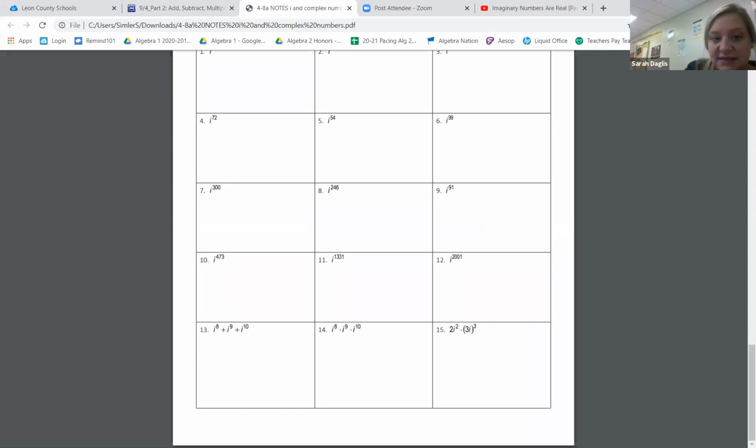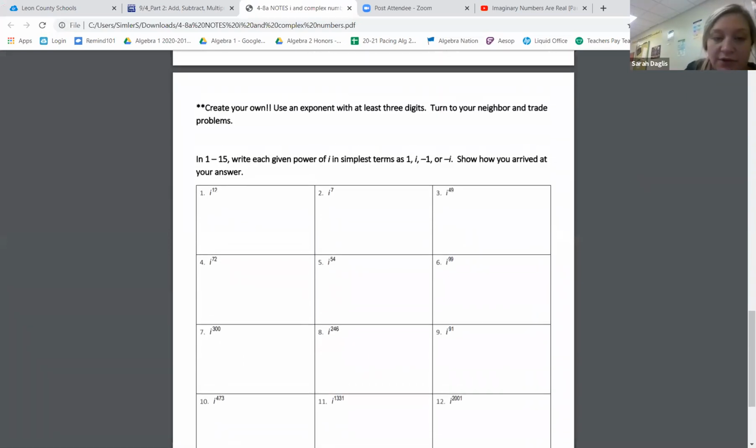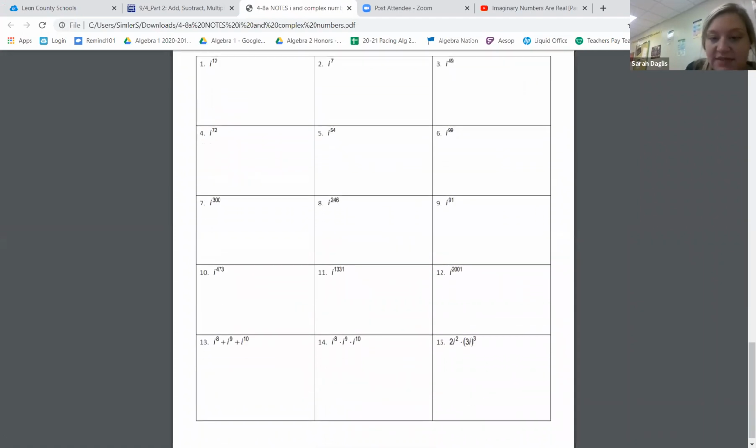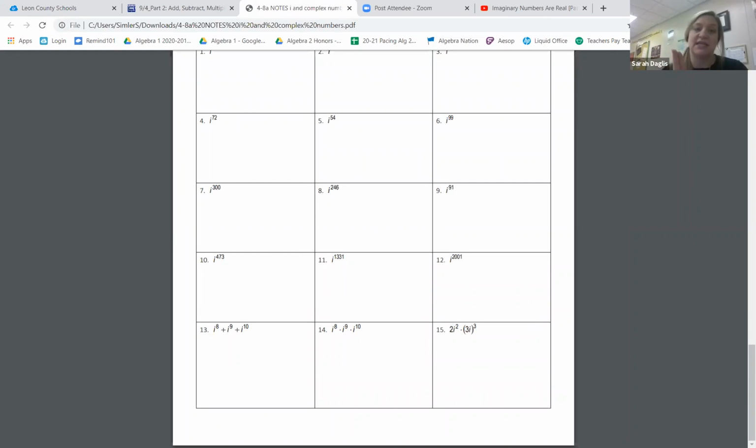So this last piece ended up being the last part of your notes. These last 15 problems are your first assignment. Remember, you have a second lesson and a second assignment today still. Okay, this is just the first one. So finish this and turn this in.